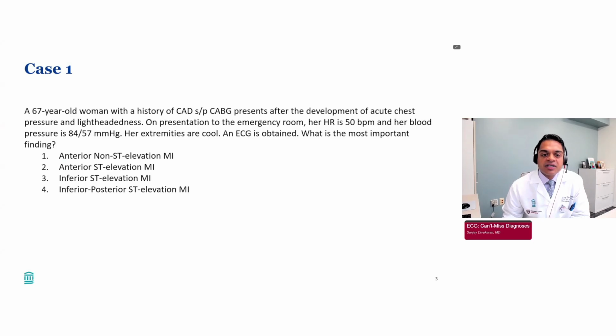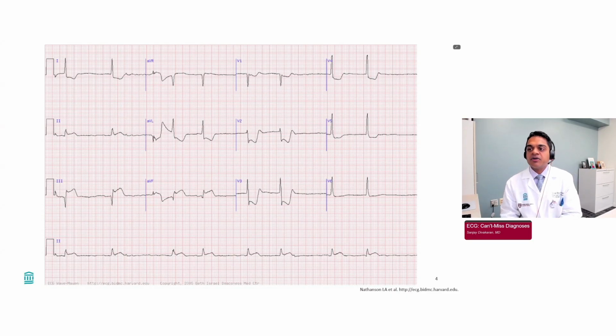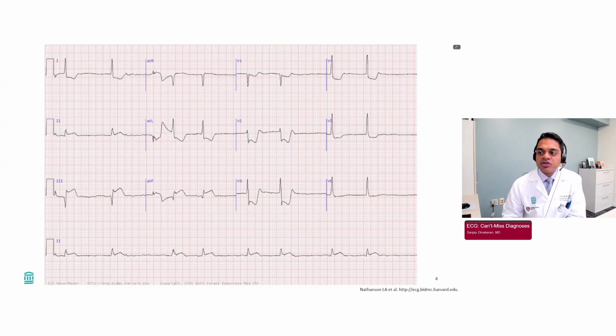One, an anterior non-ST elevation MI. Two, an anterior ST elevation MI. Three, an inferior ST elevation MI. Or four, an inferior posterior ST elevation MI. So after reading the question and the choices, I'll put up the ECG. And we'll see if our response system is good here. Perfect. So I can see kind of a live feed of you guys answering. And so once I see the answers slow down, we'll go through it.